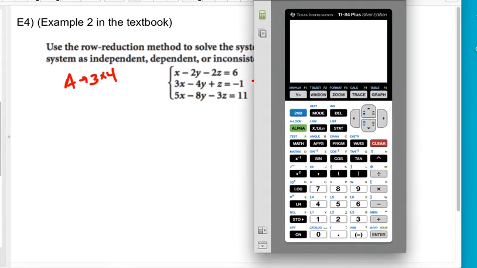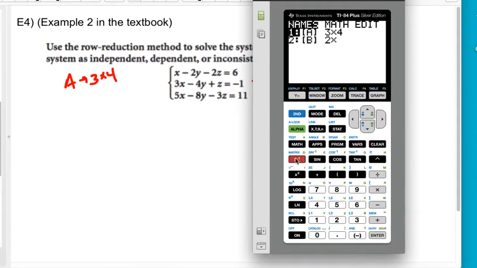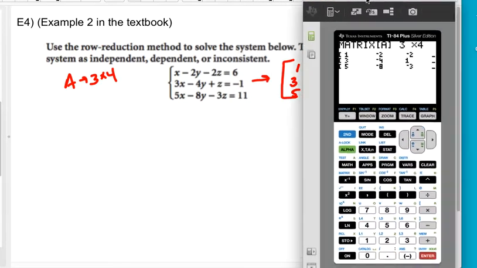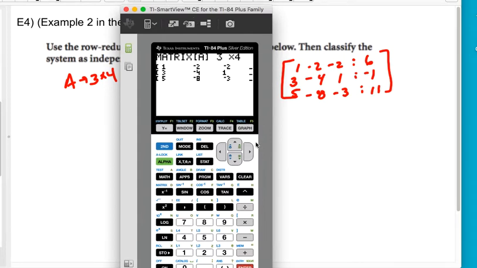I already did that because I was lazy and did it ahead of time. Plus, in most of these videos, I've shown you how to enter stuff. You can see that those are the first three columns that I'm supposed to have in my A. And if I go down here, I can scroll over and show you that the last column also matches. So I'm going to quit out of that. I now have A.